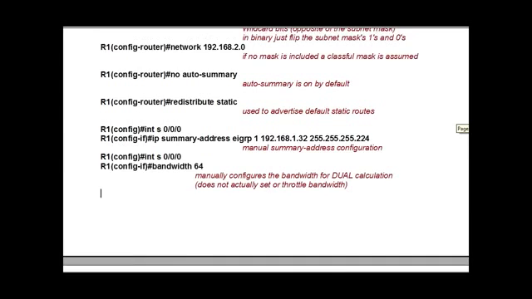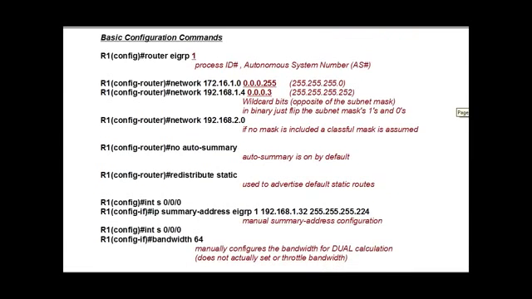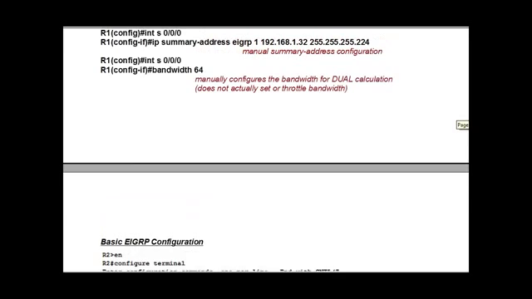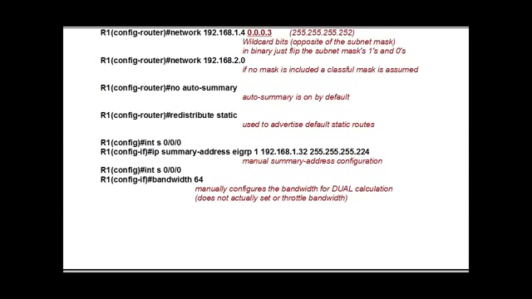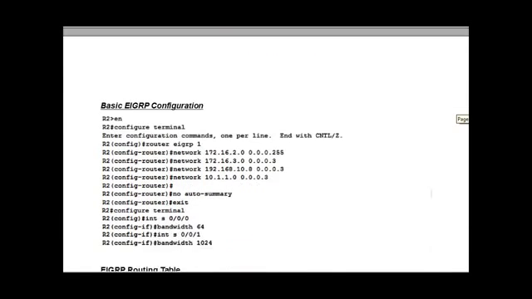Okay, the administrative distance for EIGRP, for an internal route, is 90. An external route is 170, and then a summary route, if you have an EIGRP summary route, gets a 5 as an administrative distance.